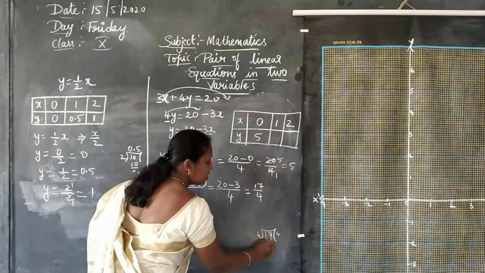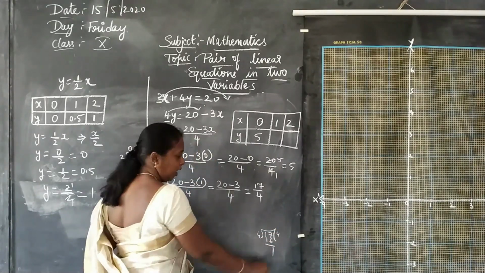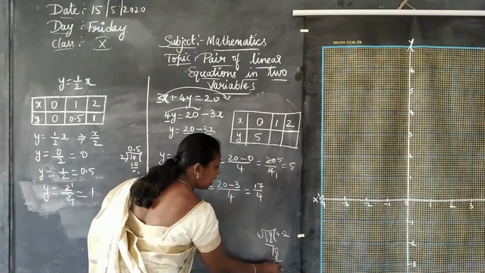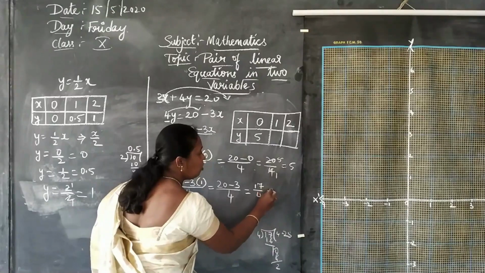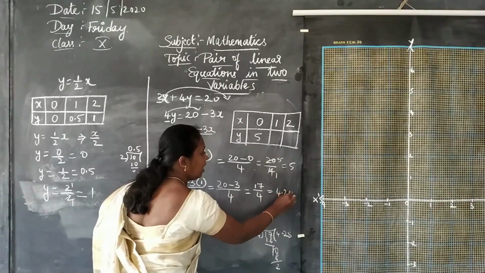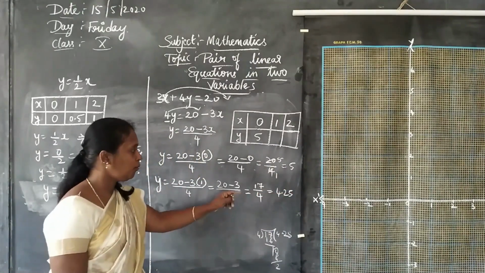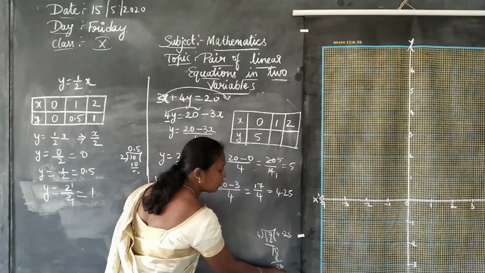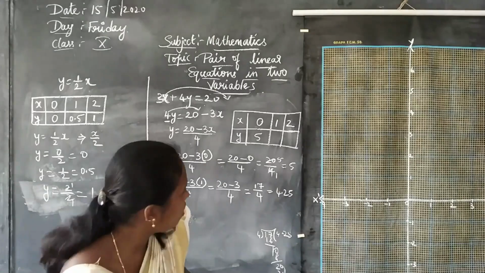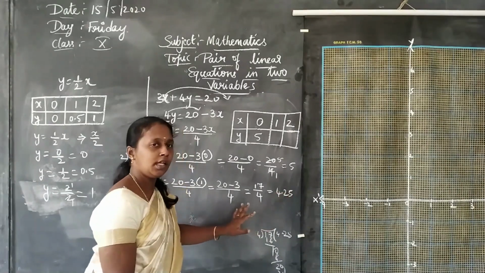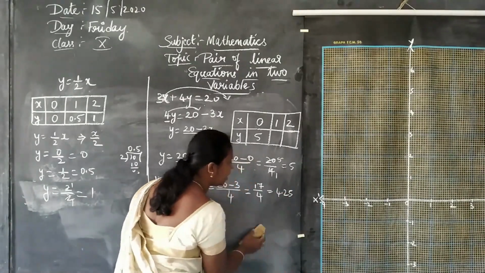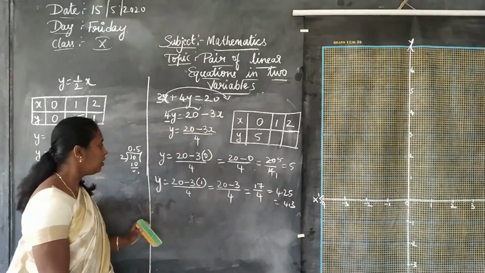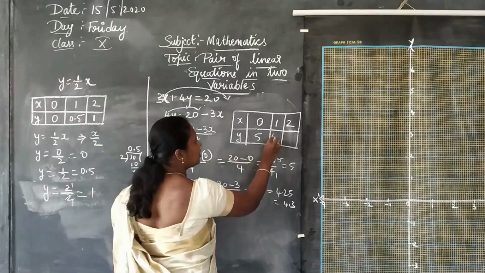4 fours are 16, remainder 1.0. 4 twos are 8, again 2 fives are 10. I get 4.25. Clear? This will be the solution. So if I take 4.3, that will be a round figure. Okay, I can take this as 4.3. Next I'll write here 4.3.